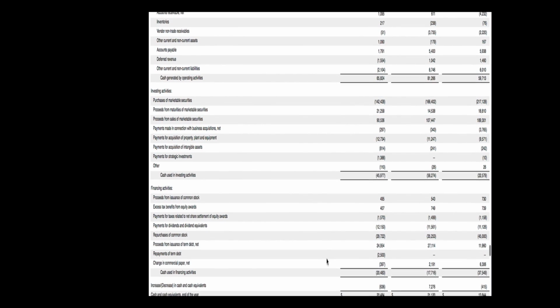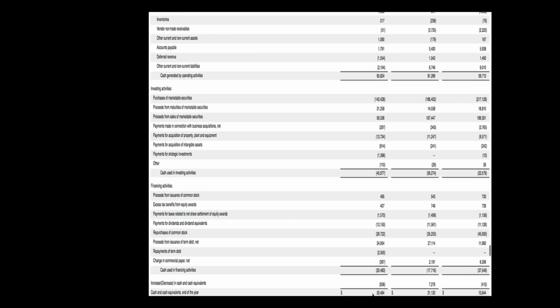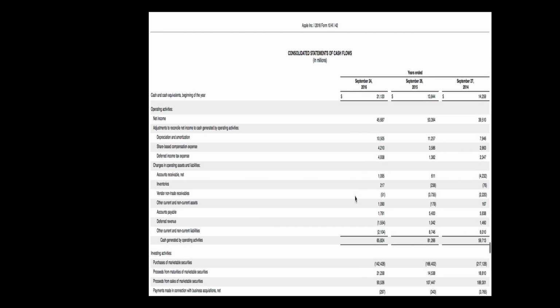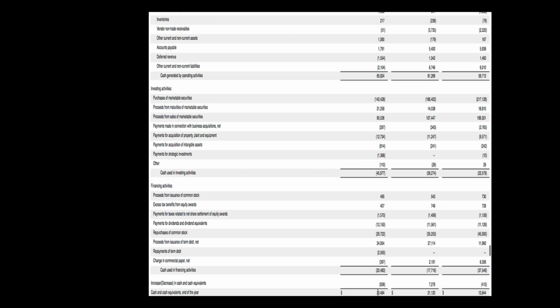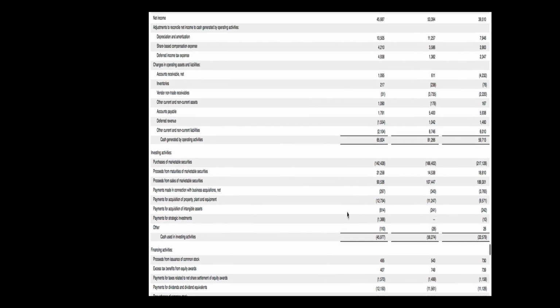The net result of those three sections is the difference between my beginning of the year cash and my end of the year cash. And so that's why you see the cash at the top of the statement, cash at the bottom of the statement. So I can take the operations cash and add or subtract the investment cash and add or subtract the financing cash and come up with the net difference.